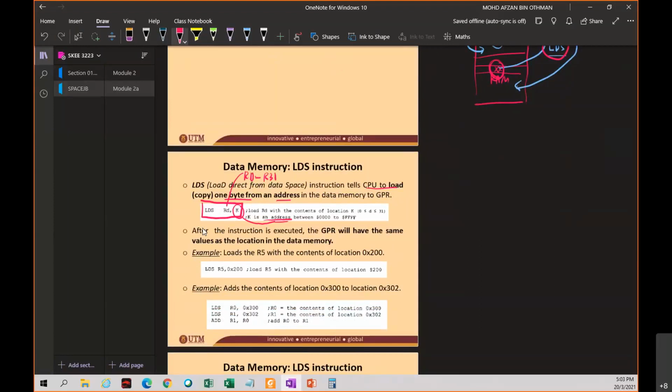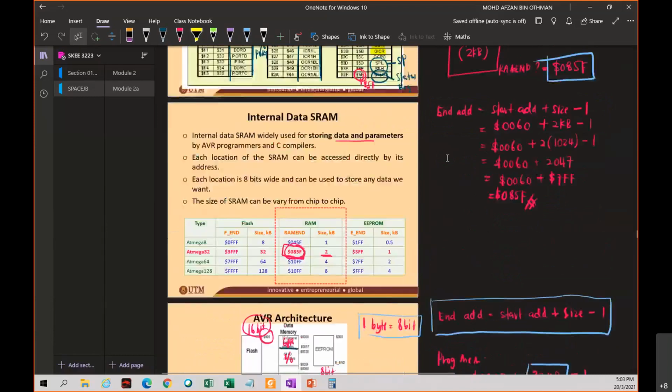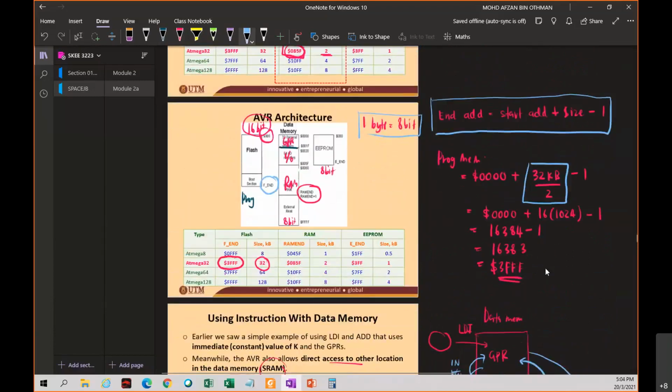The address is between 0000 sampailah 085F. Kenapa 085F bukan sampai FFFF? Sebab from the calculation earlier, kalau kamu buat calculation ni, kamu punya RAM N ni. Mana kita punya calculation tadi? Okay, yang ni. Kamu dah klik tadi, kamu punya RAM N is 085, starting daripada sini sampailah sini, which is 0x85.